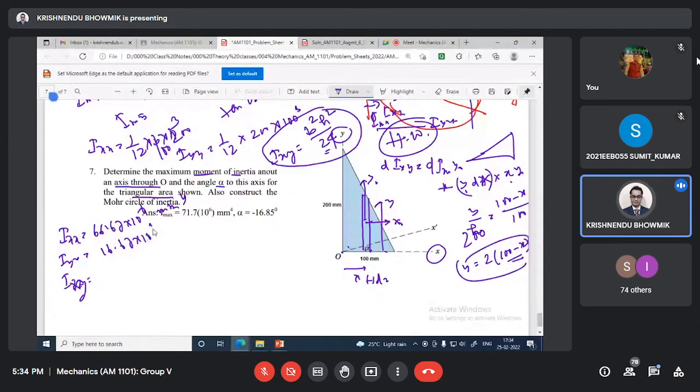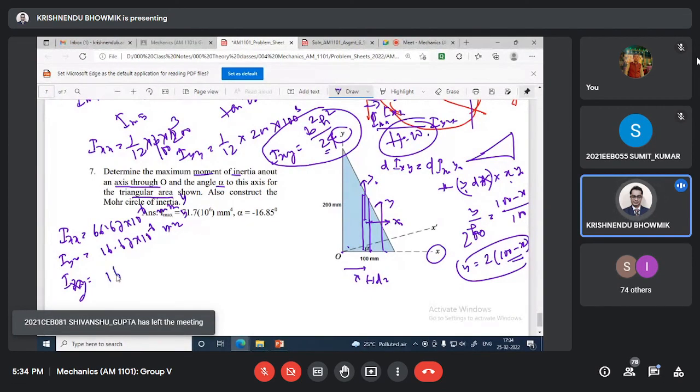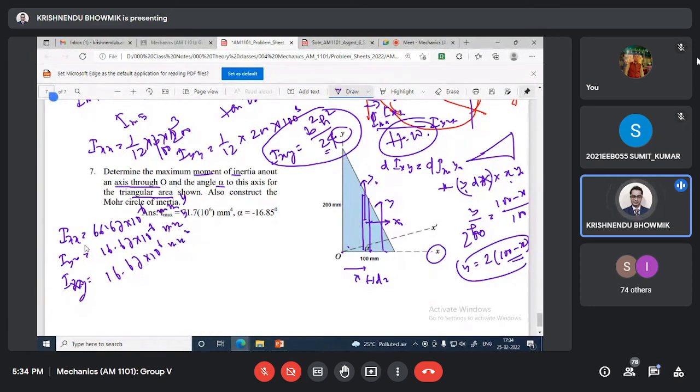16.67 × 10^6 mm^4. Here also it is 16.67 × 10^6 mm^4. You can see Ixx is higher than Iyy. So if I draw the Mohr circle, this is I, this is Ixy. So this is 66, sorry, this is 66 and this is 16.